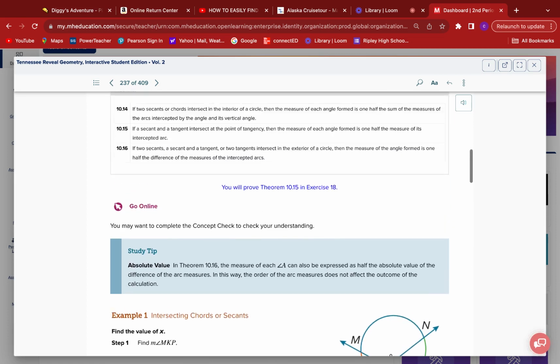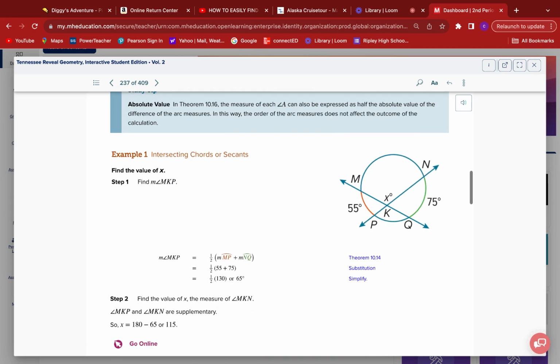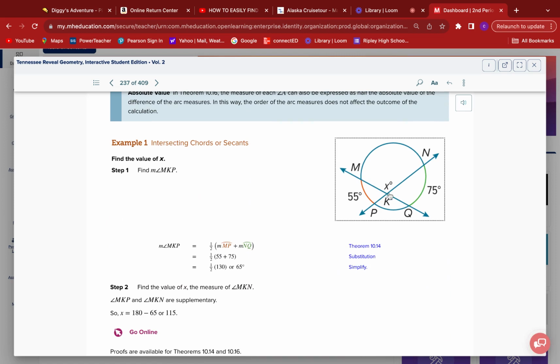All right, here we go, you guys. I'm on page 609 of your book, example number 1. I noticed these two secants are crossing inside the circle. So we're going to add up the arcs and divide by 2. I'm going to take 55 plus 75, add them up. That gets 130, divided by 2 is 65 degrees.